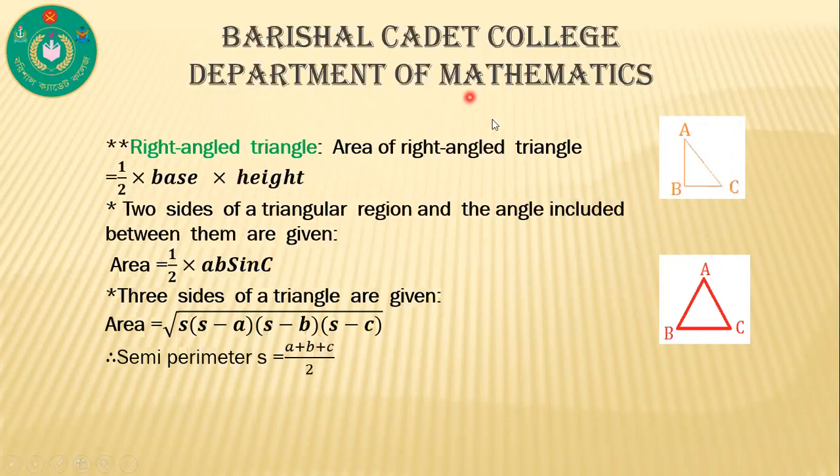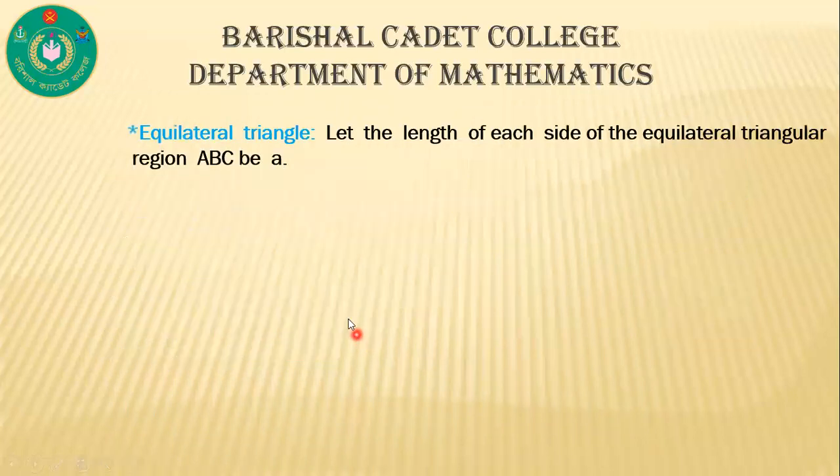Again we repeat. Area of a right angle triangle is equal to half into base into height. And if two sides of a triangular region and the included angle are given, then area is equal to half into AB sin C. If three sides are unequal, then we use this formula, and area is equal to root S into S minus A into S minus B into S minus C.